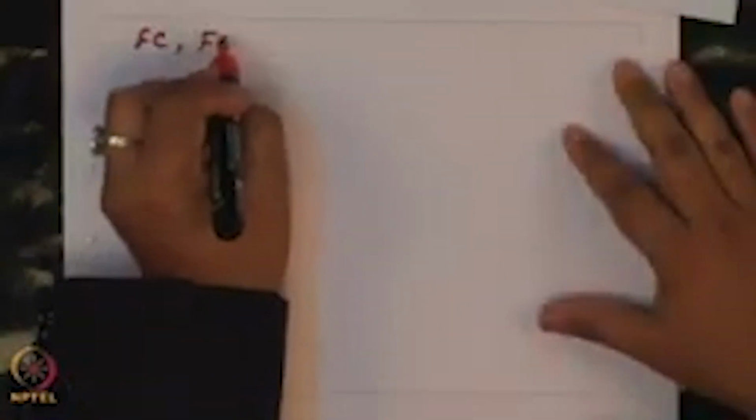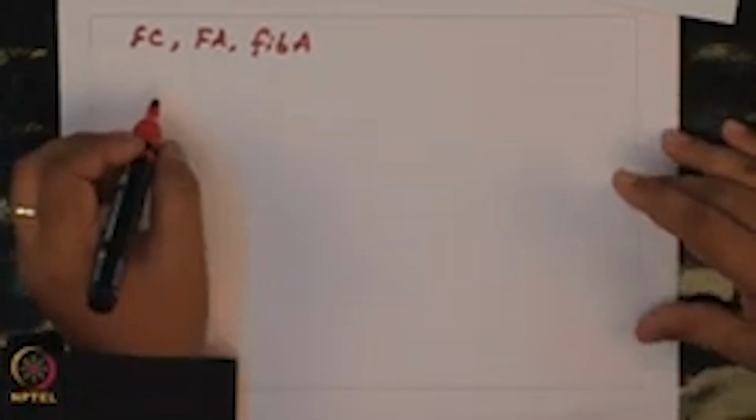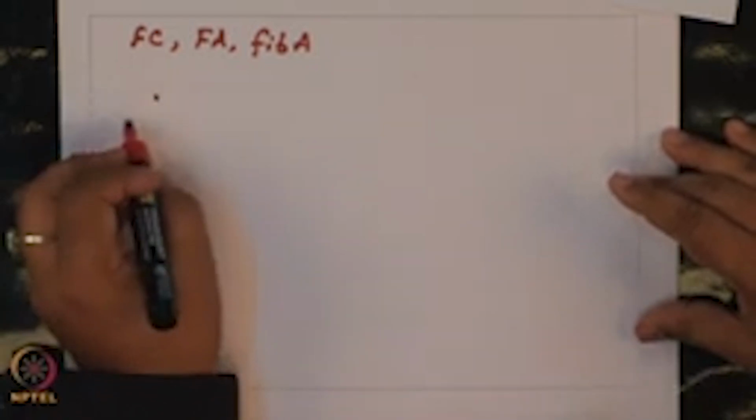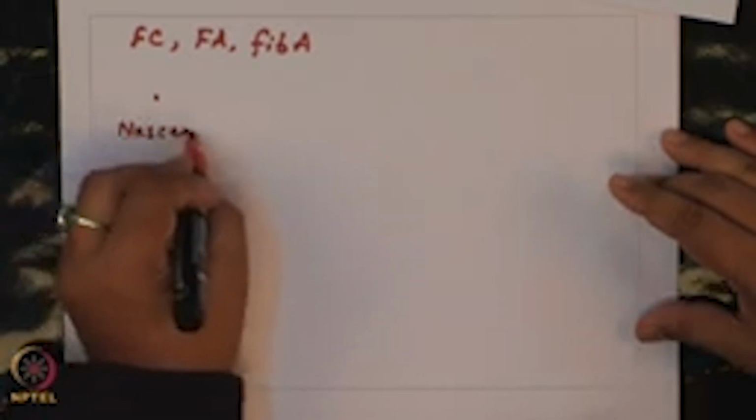If I were to write these down, let us say focal complexes, you have focal adhesions and let us say fibrillar adhesions. When cells first engage adhesions, you might have these appear as small dots. These are even called nascent adhesions.